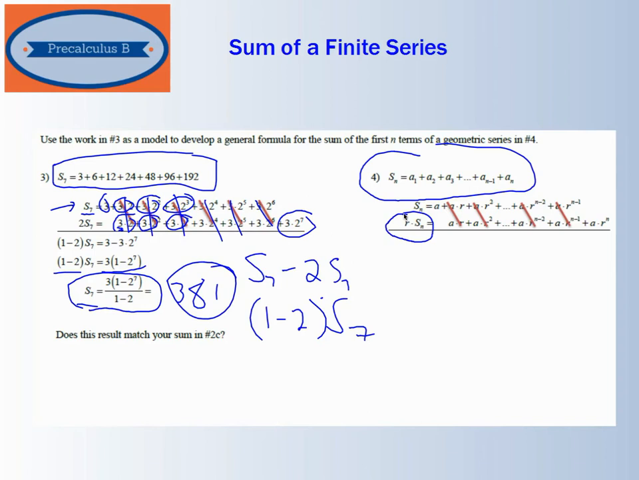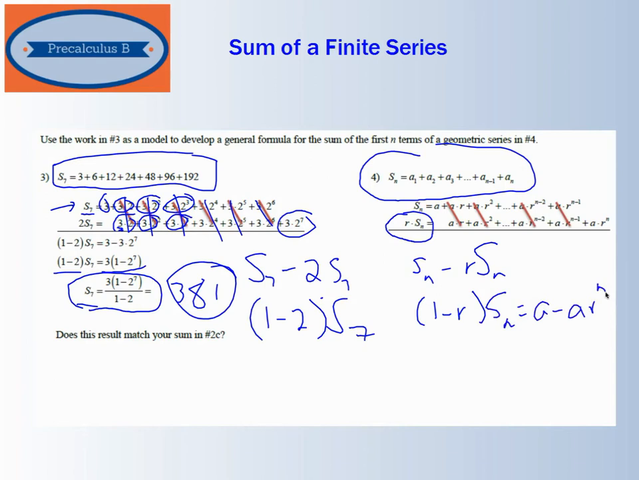I'm going to go ahead and do S of n minus r times S of n. And when I do that, I can factor out the S of n. I get 1 minus r times S of n is just going to equal a minus a r to the n. It's the exact same thing that we did over here in the first one in number 3.